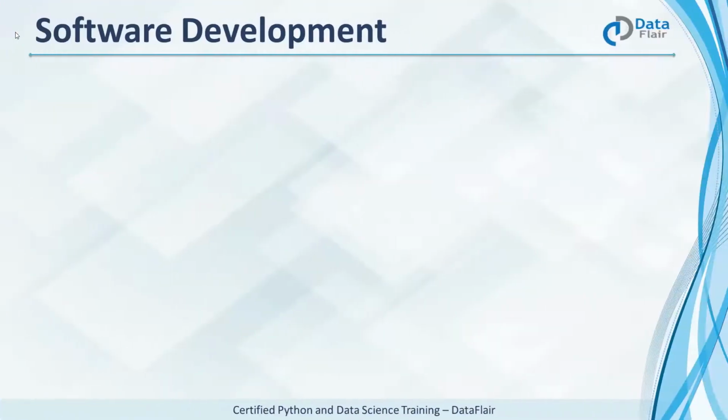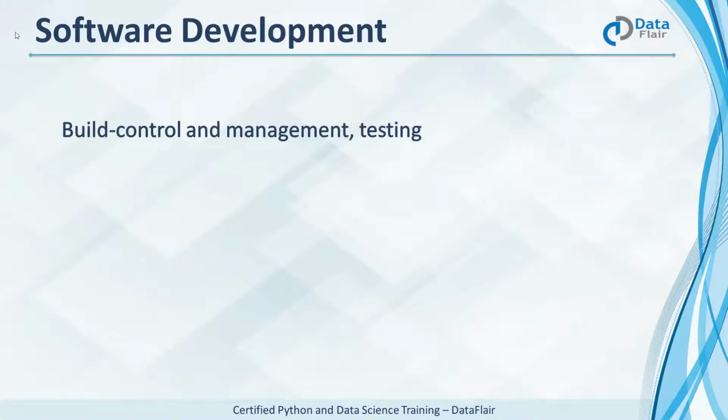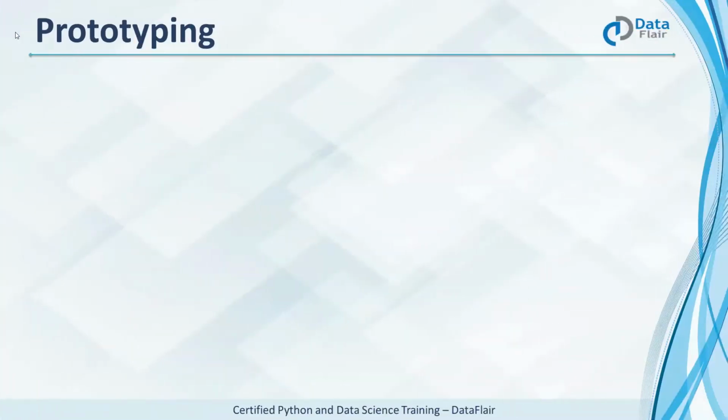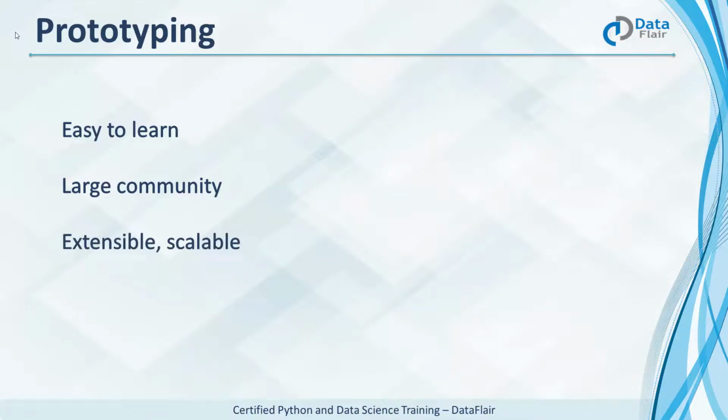In software development, Python can be used for build control and management and testing and other things using resources like SCons, Buildbot, and Roundup. Not only is it easy to learn, Python also has a large community to back it. This makes it a good choice for prototype development. It is also extensible and scalable.